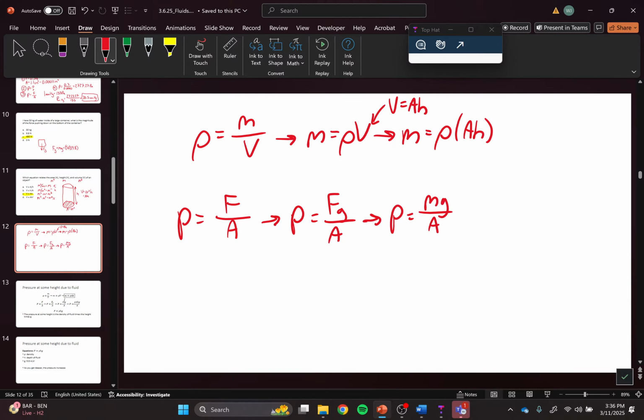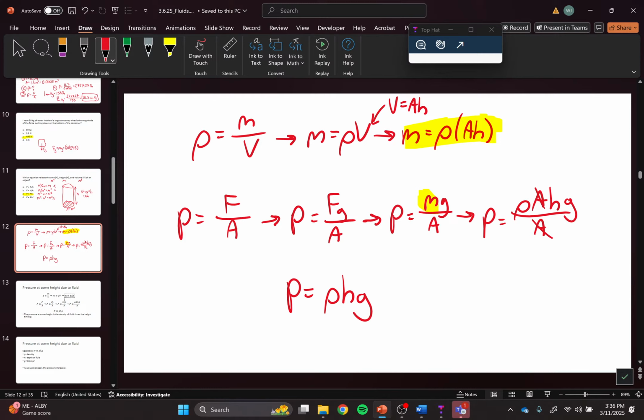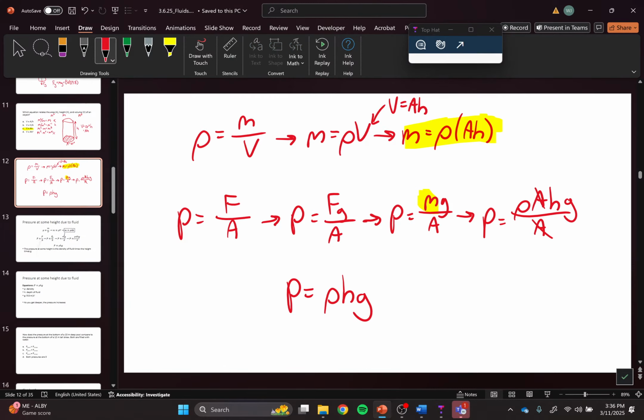Great. Now we're just going to take this mass, and we're going to put it right there. So we do that, and we get that the pressure, the areas cancel. And if you want to find the pressure somewhere in a fluid, you just measure down how far you are, multiply it by the density of the fluid, multiply it by gravity, and that's the pressure. So if you're in some tank of water, some distance down, some distance h, you can find the pressure.